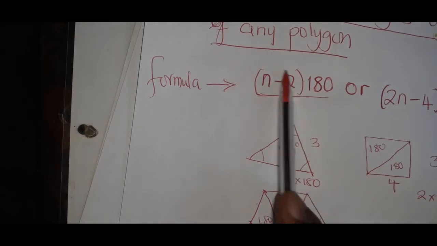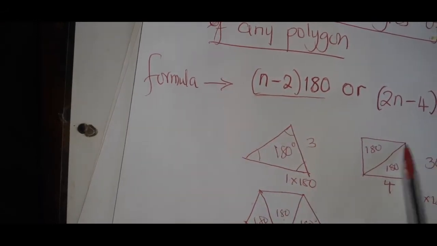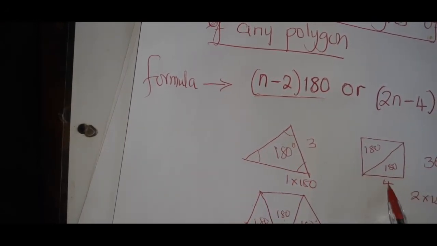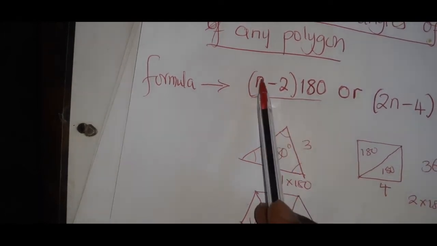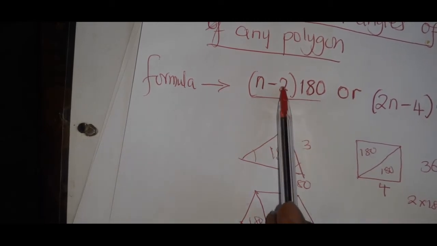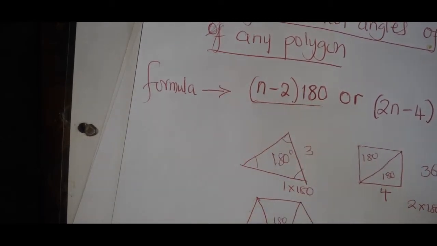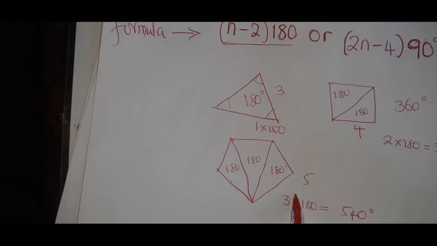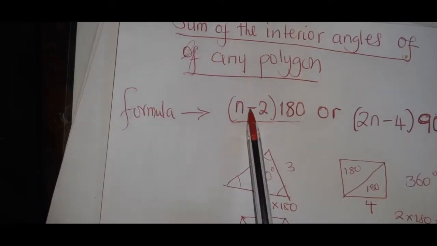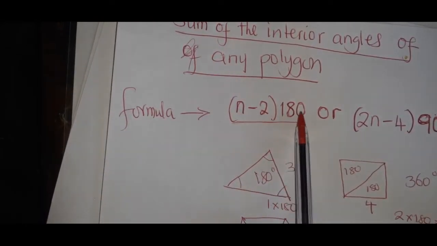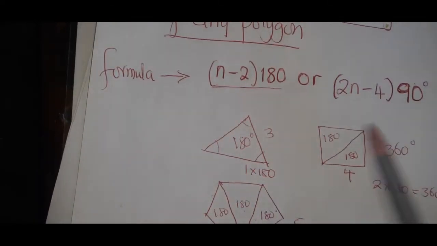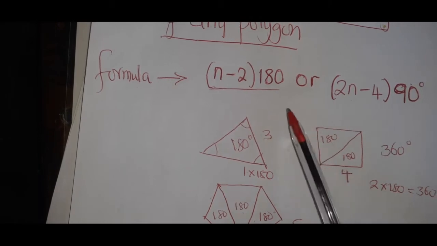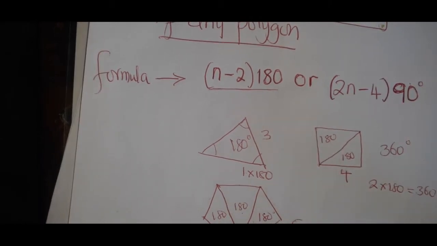What about when we are dealing with a four-sided polygon? A four-sided polygon is this one. What did we have here? Look at this. The number of sides, which is 4, minus 2, multiplied by 180, we're getting 2. For a five-sided polygon, it will be now 5 minus 2 multiplied by 180. I'm just trying to help you derive this formula so that we do not have any challenge.